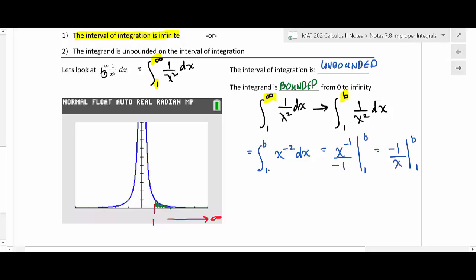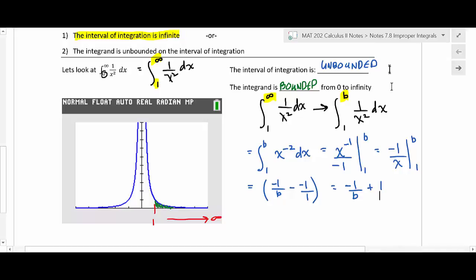Then let's evaluate that and see what we get. First, we're just going to do negative 1 over b. Now I'm doing the fundamental theorem of calculus, so I'm plugging that in. And then I'm doing minus, be careful, negative 1 over 1. So that gives negative 1 over b plus 1. What I did is I changed that infinity to b, and then I just did an integral like you know how to do. Is everybody with me on that?